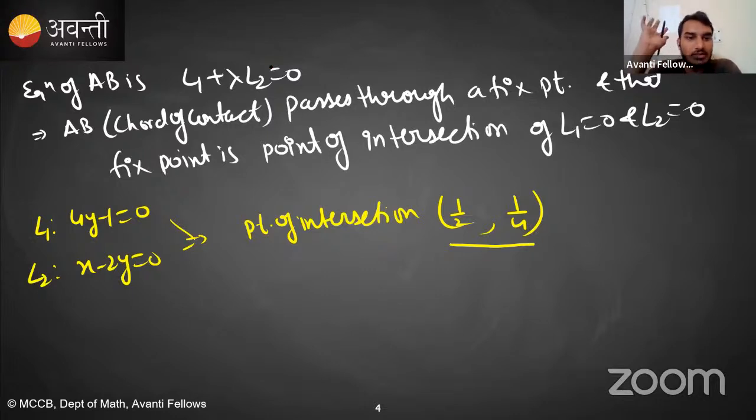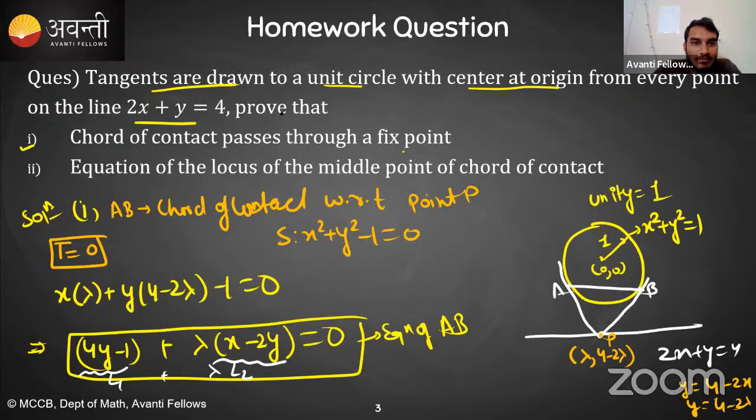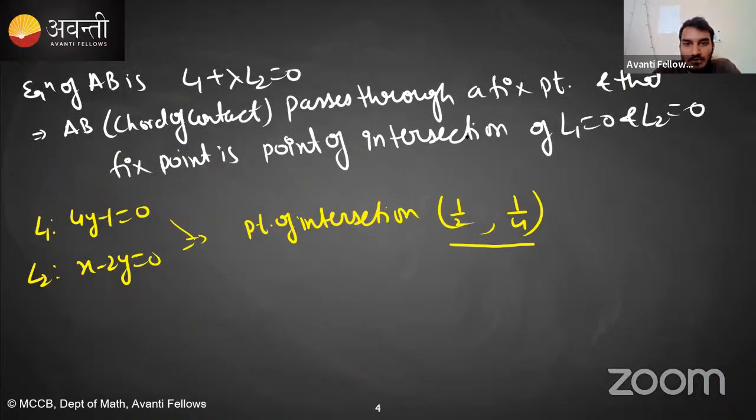Is there any doubt in this question? In the first part, tell me quickly in the chat box. Is there any doubt? Right? Any doubt, students? So the first part is proved: we have proved that the chord of contact passes through the fixed point. The second part is to find the equation of the locus of the middle point of the chord of contact. Okay, so we have to find the locus of the middle point of the chord of contact. Clear? So let's see how we proceed with this question.